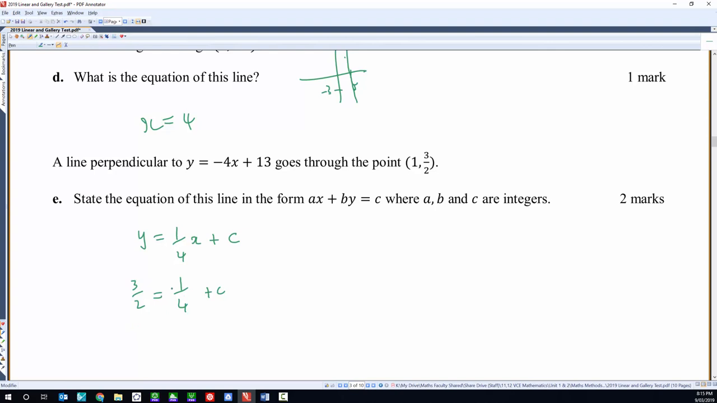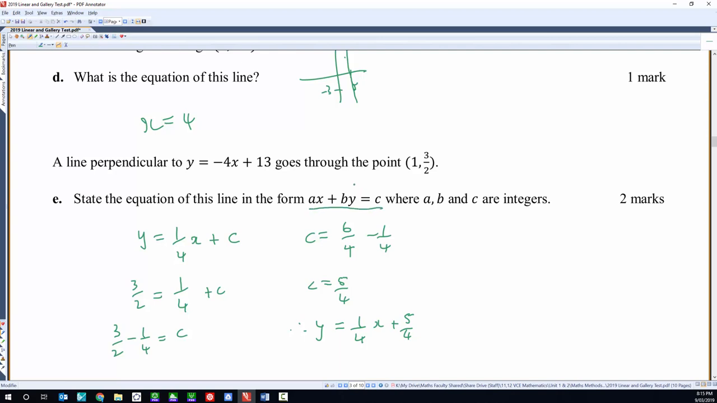Now what we're going to do is do 3 over 2, take away a quarter, equals c. C equals 6 over 4, take away 1 over 4, c equals 5 over 4. So therefore our equation is y equals quarter x plus 5 over 4.